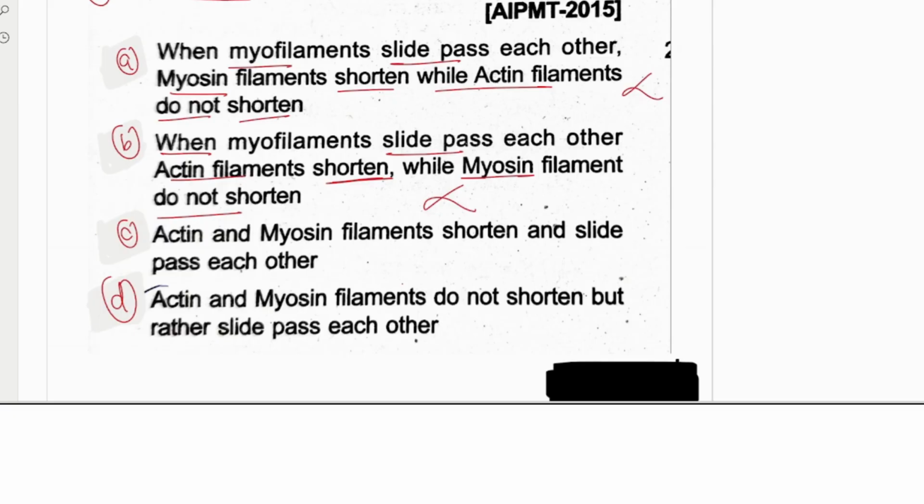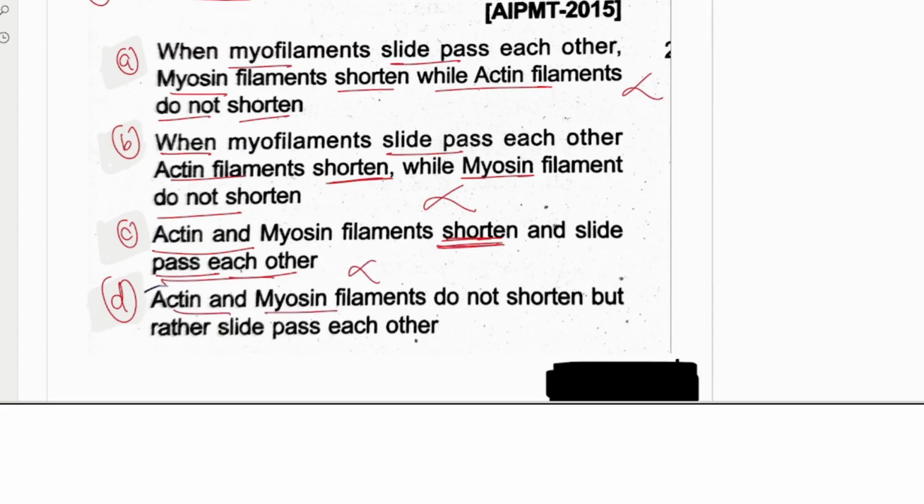Actually in case of the actin and the myosin, they both will not shorten, but actually they are changing their position, they are rubbing over each other. Because of that we can say they both are wrong. Actin and the myosin filament shorten and slide past each other, this is wrong. They are actually not shortening, they are just rubbing with each other. So this is again wrong.